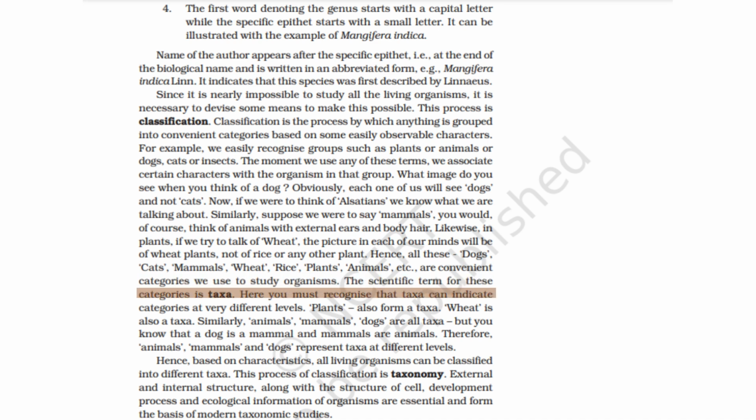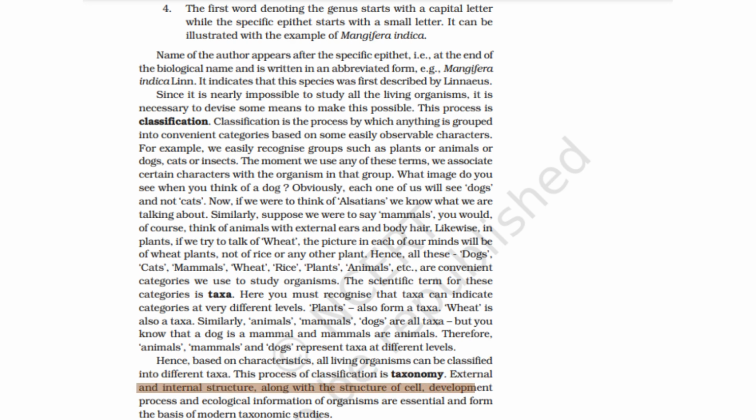Here, you must recognize that taxa can indicate categories at very different levels. Plants also form a taxa. Wheat is also a taxa. Similarly, animals, mammals, dogs are all taxa. But you know that dog is a mammal and mammals are animals. Therefore, animals, mammals, and dogs represent taxa at different levels. Hence, based on characteristics, all living organisms can be classified into different taxa. This process of classification is taxonomy.